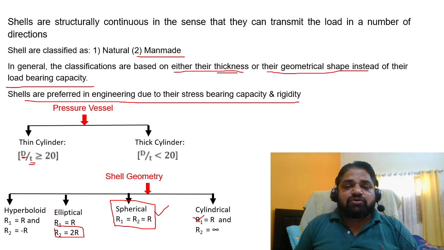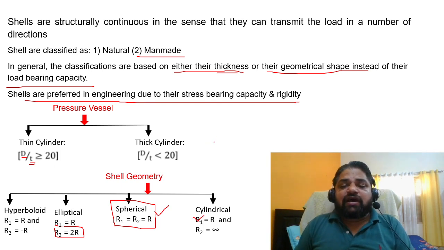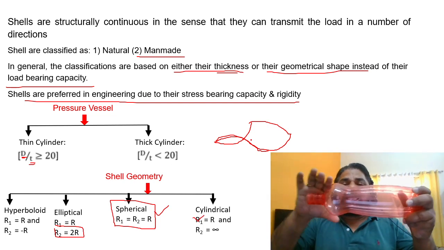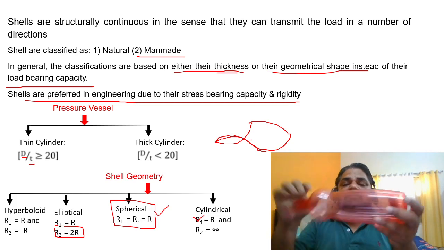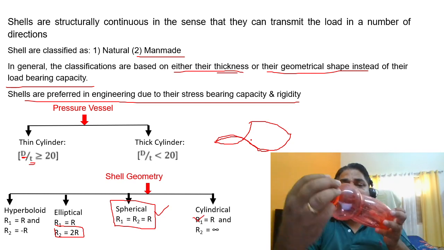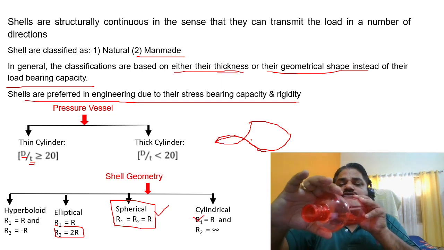One more case: R1 is equal to R and R2 is equal to minus R. That means it is like the spherical shell, but one of the curvatures is positive, whereas the other one is negative. So how is one positive and one negative? That means in one direction it is rising, and in the other direction it is decreasing. Here it is rising, and in this direction it is falling down. You can see this kind of hyperbolic structure in a cooling tower. It's converging and diverging. If I see from this side, it converges, then again diverges. Also, if I see from this side, it converges and again diverges.